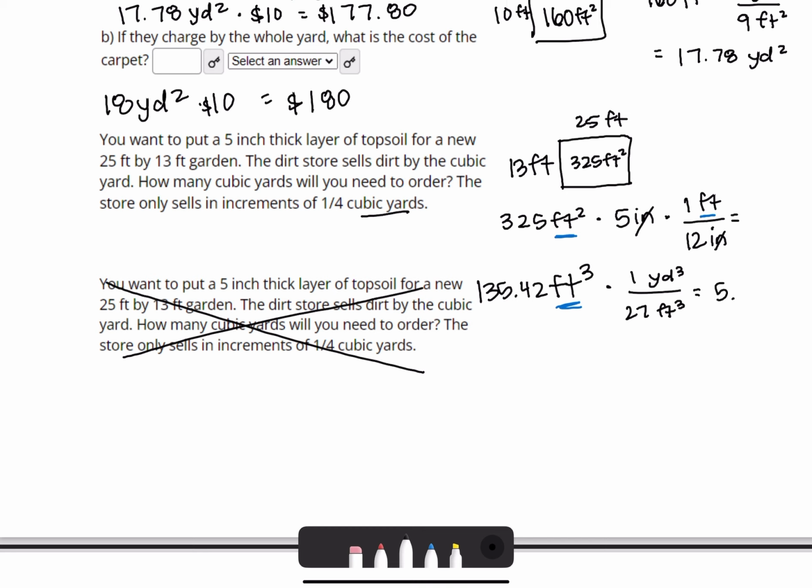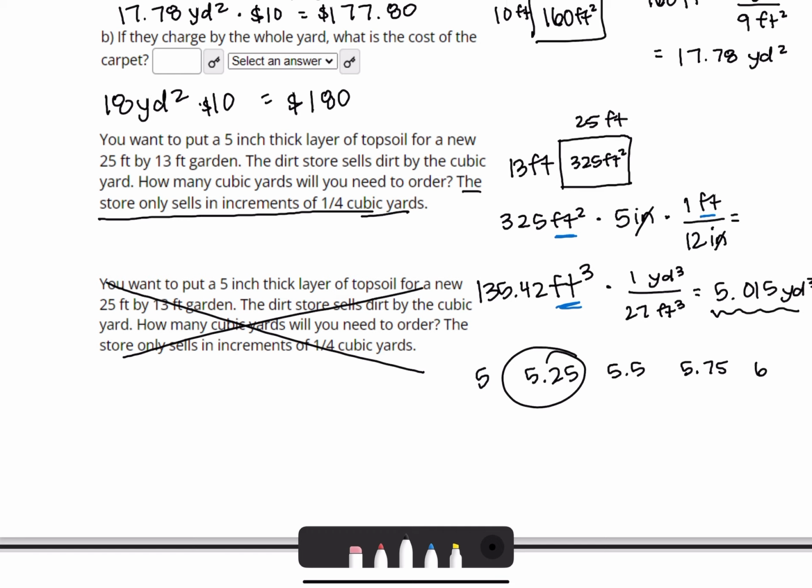You get 5.015 cubic yards. And then it says the store only sells in increments of quarter cubic yards. So that means we could buy 5, 5.25, 5.5, 5.75, 6, and then you could go 6.25, 6.5. It's just saying that you're rounding to the nearest quarter cubic yard. So if we needed 5.015, then you would buy 5.25 cubic yards worth of topsoil.